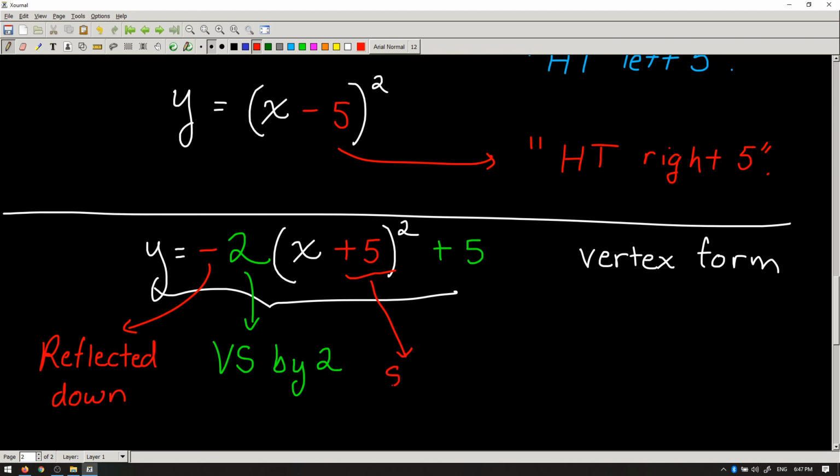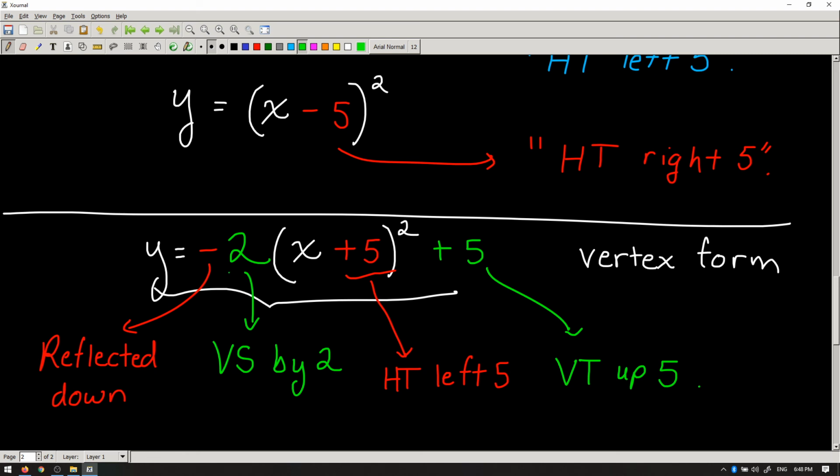Over here, I have shifted, or actually let's word it this way, HT left 5. Remember, you switch the sign inside the bracket. And over here, I have VT'd up 5, vertically translated up 5. So the negative means reflected down, the 2 in front means vertical stretch by 2, the 5 inside the bracket gets flipped and it goes HT left 5, and the 5 on the right side stays the same, but now instead of being left, it's actually an up, so it's a VT up 5.